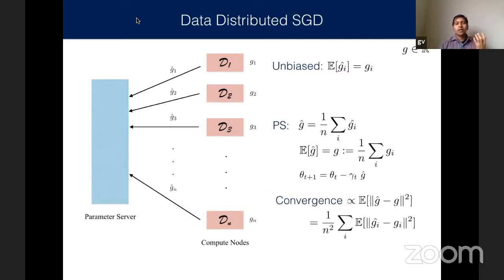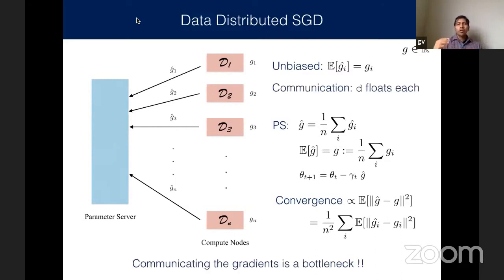It is well known that the convergence of any such scheme directly depends on the variance of these unbiased estimates. However, communicating each of these gradients requires the local machines to send about d floating point numbers each. In the setting of federated learning, where the number of nodes is really huge, or in the high dimensional setting, where d is very large, this communication cost forms a bottleneck to the convergence or the efficiency of this entire stochastic gradient descent scheme.